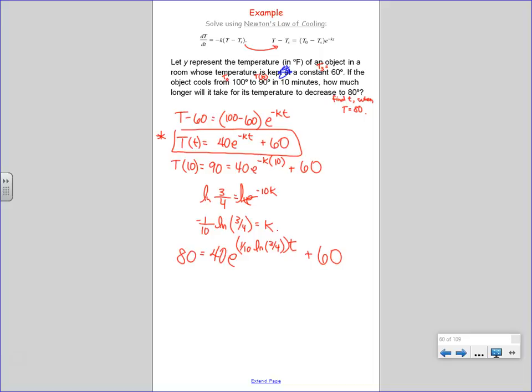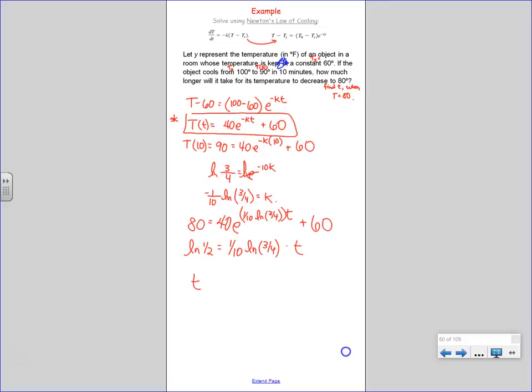Subtract the 60, as 20 divided by 40 is 1/2. ln of 1/2 gets rid of the e. How did you do 1/2 again? Minus the 60 divided by the 40. There you go. And then I'm taking ln of both sides, and that's what lets me get rid of the e and then ln of 1/2. So I get my 1/10.